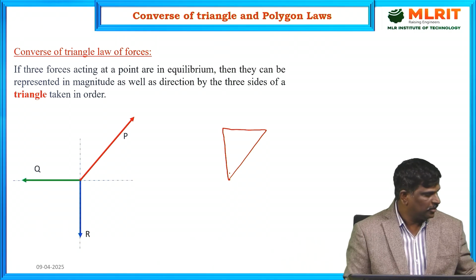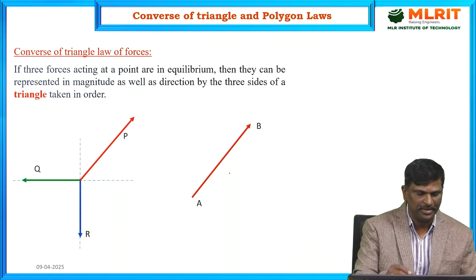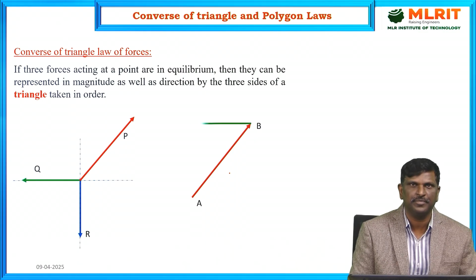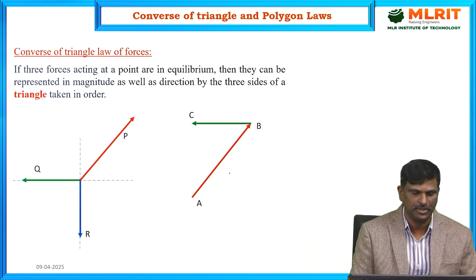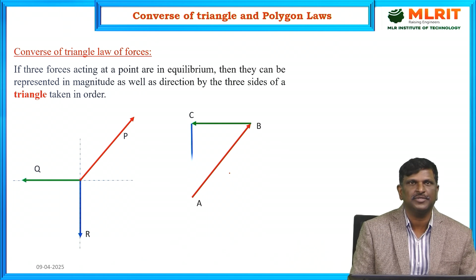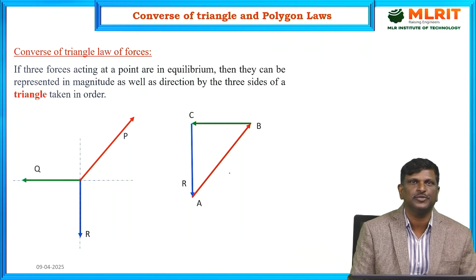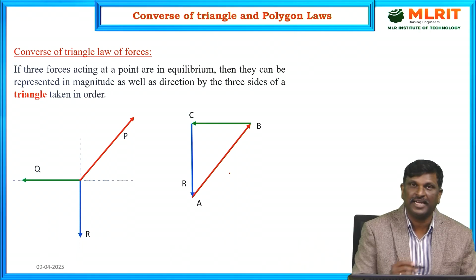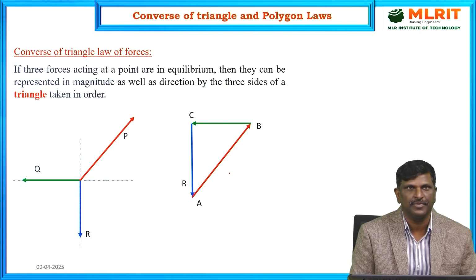Right. Now, look at the force polygon. Here, AB is representing the force P and BC is representing the force Q, both in magnitude and direction. Then CA is representing the force R, both in magnitude and direction. Instead of a polygon, we will get a triangle, a closed triangle. That is what the converse of triangle law says.